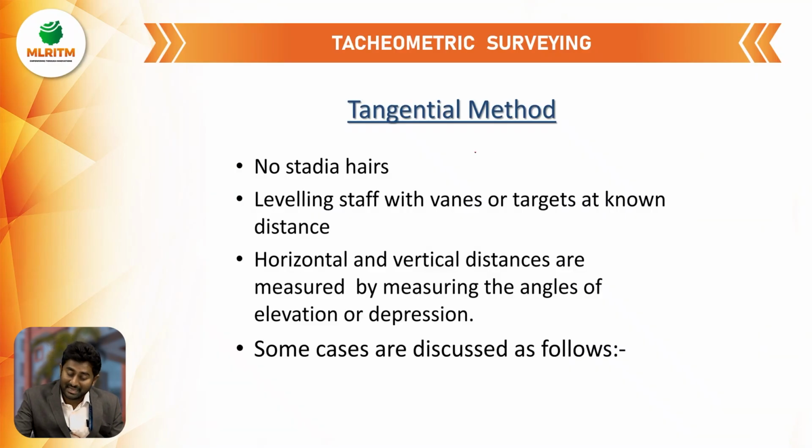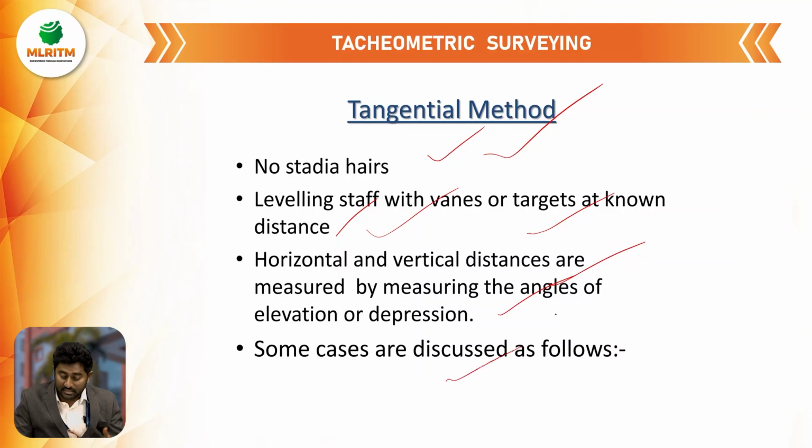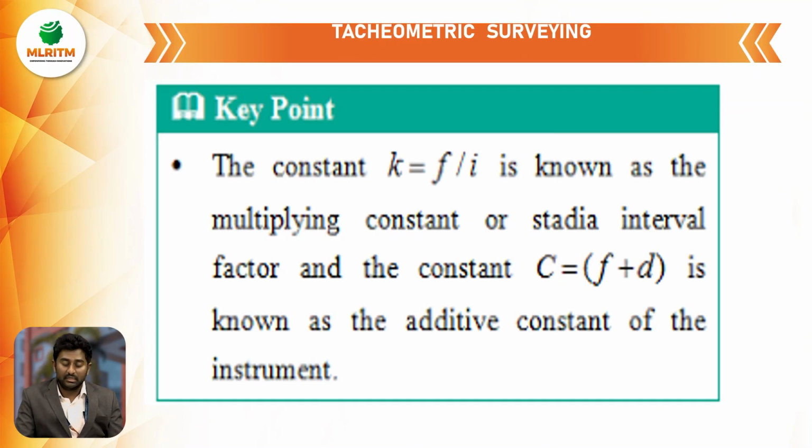Next, coming to the tangential methods in the tacheometry. No stadia hairs are required to be inserted in the telescope. Leveling staff targets at known distance. Horizontal and vertical distances are measured in the angles. Some cases are discussed in the ground levels. So the key points of the tacheometry are the additive constant and multiplying constant of the tacheometry.